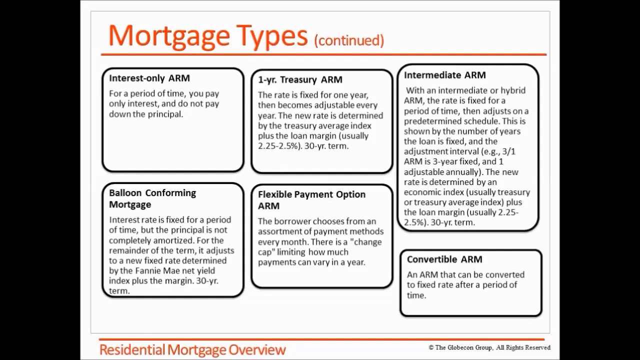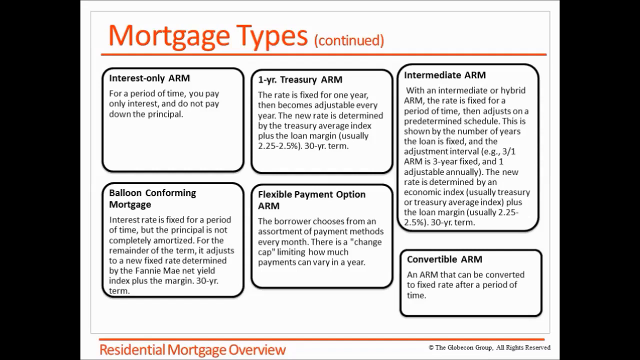So we have an interest-only ARM, and so this loan type is for a period of time you pay only interest and do not pay down the principal. This was very common in the mid-2000s, and a lot of borrowers would purchase an interest-only loan. And the reason that they would do that is because if you're not paying down your principal, your payments are going to be much less than if you had a principal plus interest loan, which is a more traditional loan type.